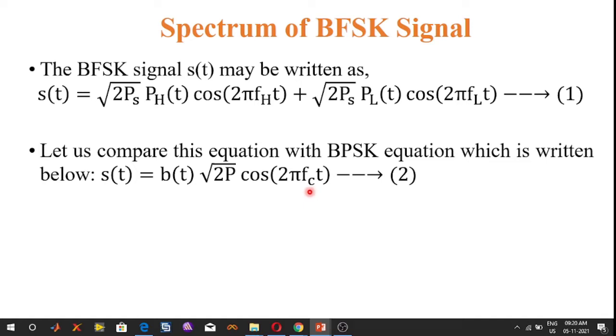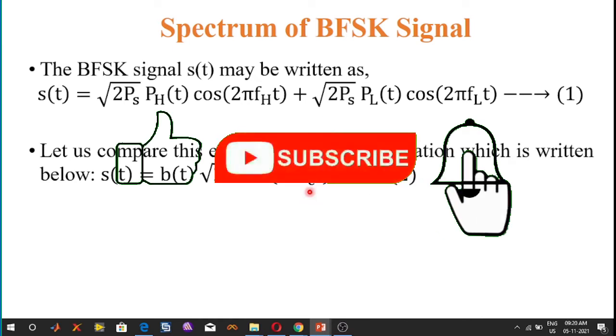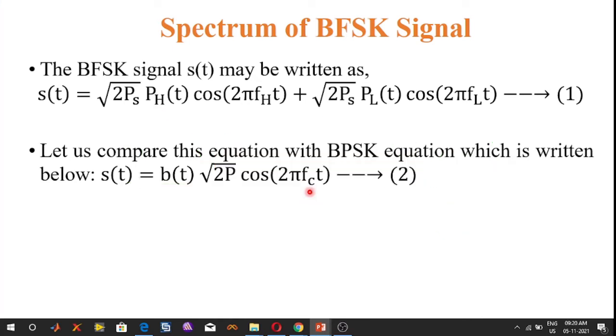So now here it may be noted that this equation is identical to the BFSK signal. The binary PSK signal is identical to the binary FSK signal. In the binary PSK equation, B of t is a bipolar signal, whereas in the binary FSK signal, the similar coefficients ph of t and pl of t are unipolar. ph of t and pl of t are unipolar signals in the BFSK expression.